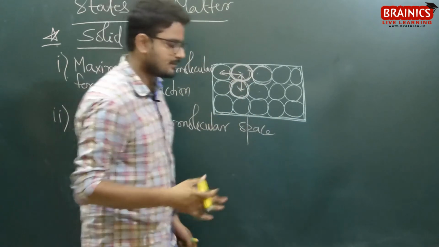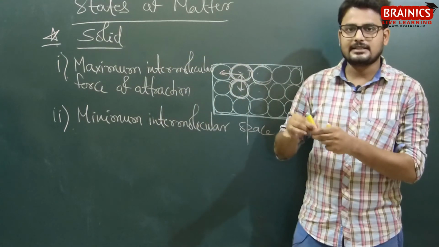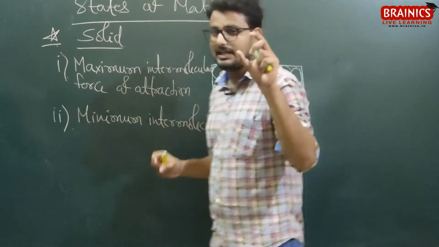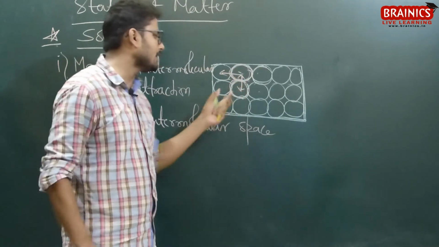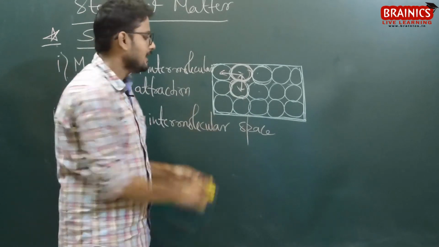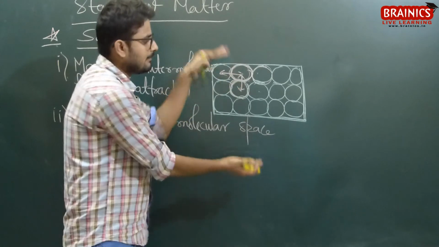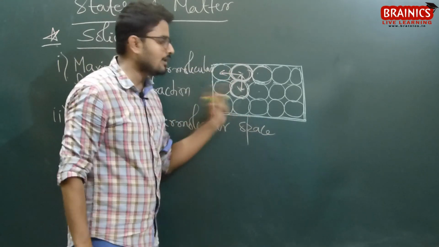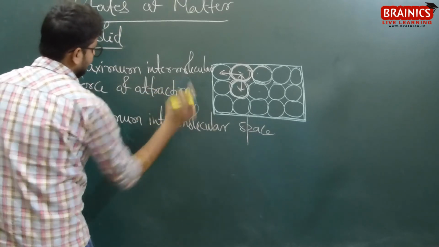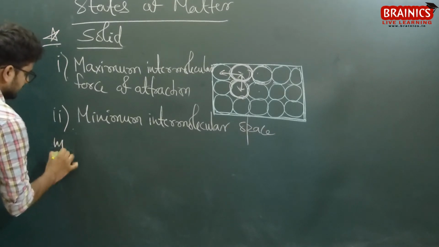If I ask you to compress iron, or if I ask you to compress this chalk holder, you cannot compress it. You will say this is solid. You cannot compress it because their molecules are already touching each other. So how can you compress these particles? They are already touching each other. How can you make them come closer? They are already close. So solids are incompressible just because of these two points. So our third point is solids are incompressible.